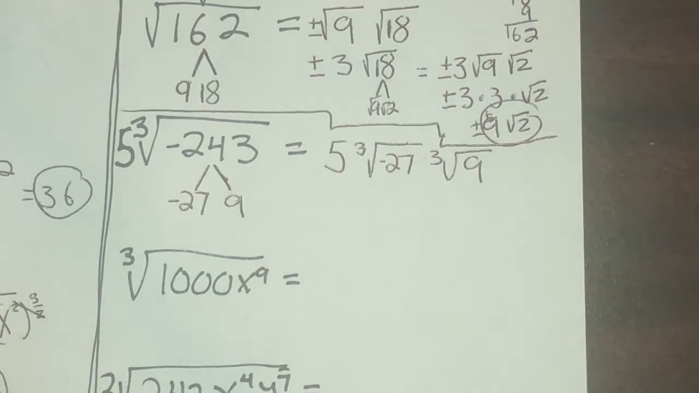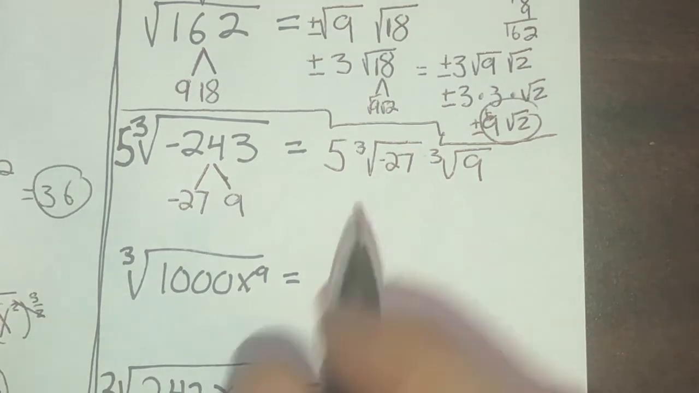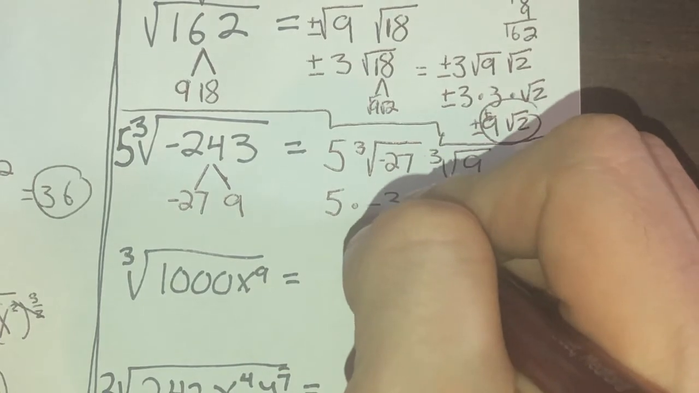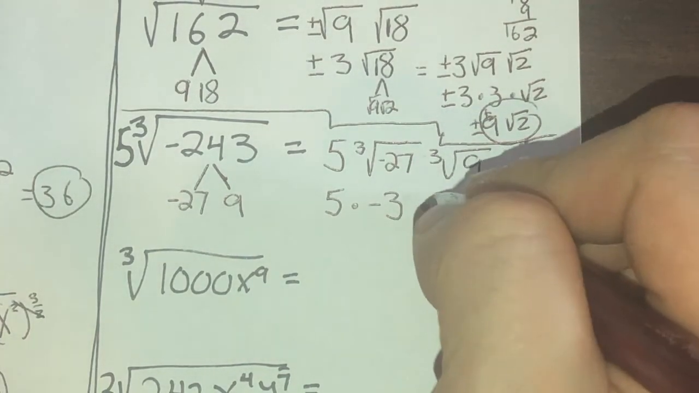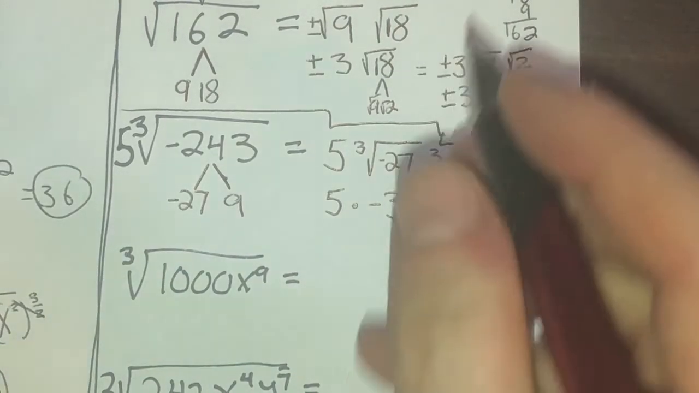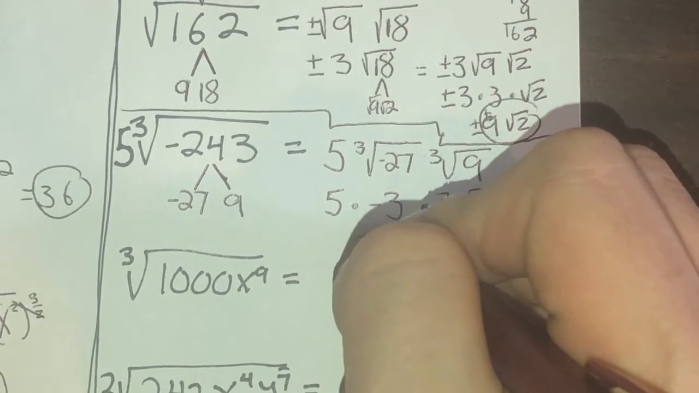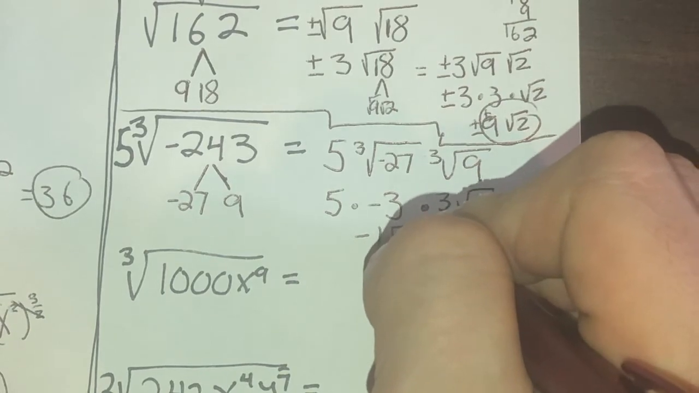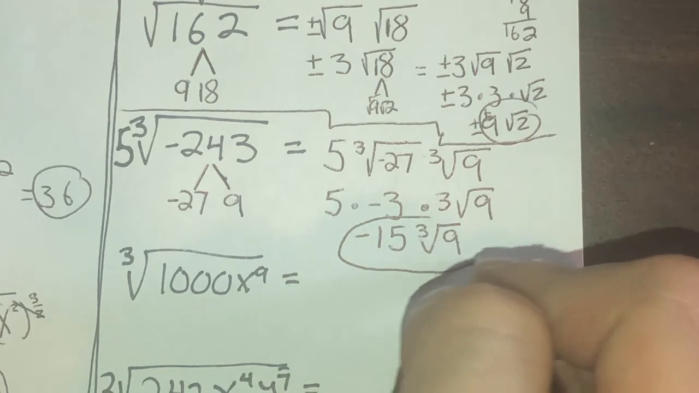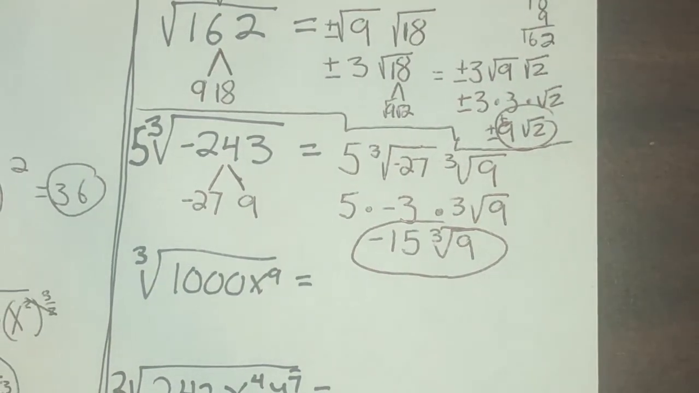Those are equivalent, okay? Now, let's simplify. 5 times negative 3 times the cube root of 9. Now I bring the 5 and the negative 3 together. It becomes negative 15 times the cube root of 9. And that's all I got. Now, why is there not a plus or minus, Mr. Moray?